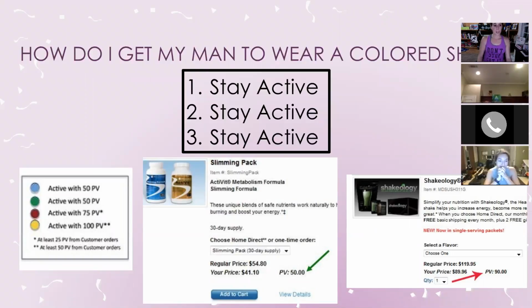So this is the active status. To stay an active coach, which is the blue, you have to have your 50 PV like I was saying. The cheapest, I hate to say it, but the least expensive way to stay active is the slimming formula. It is $41.10. And it is 50 volume exactly. So if you haven't had any orders in the past 30 days, and you need to stay active because you're stocked up on Shakeology for some reason, you can purchase the slimming formula and get your 50 volume unless they've added something new.